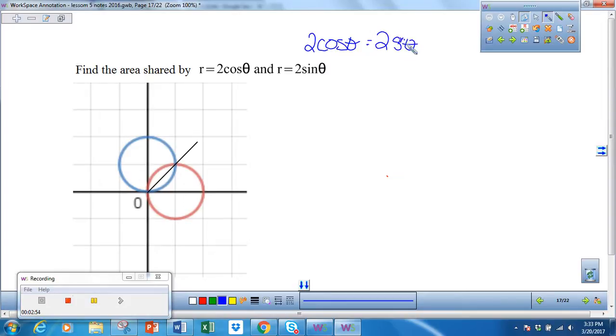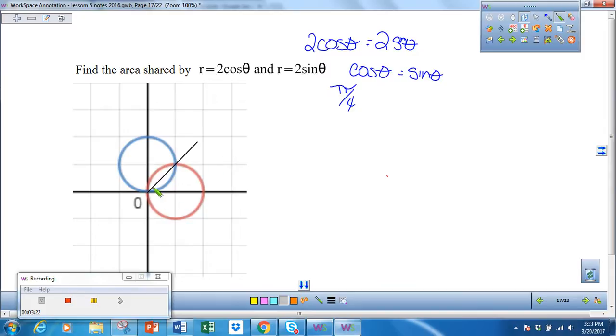Ooh, I just forgot the whole sine thing. So that gives us cosine theta is equal to sine theta, and we know that happens at pi over 4, and it also happens in the third quadrant, but that isn't significant for what we're doing because our intersection is in the first quadrant. So when I take that first area, when I go from 0 to pi over 4, one of the reasons I'm going from 0 to pi over 4 is because it's in the first quadrant.